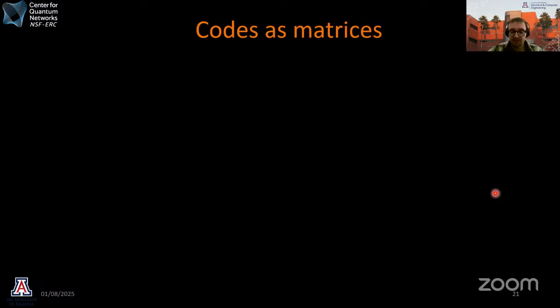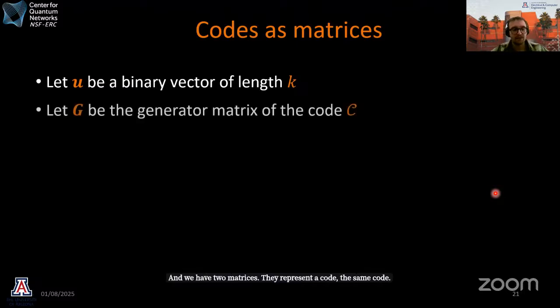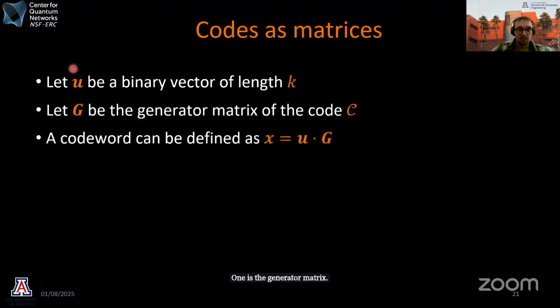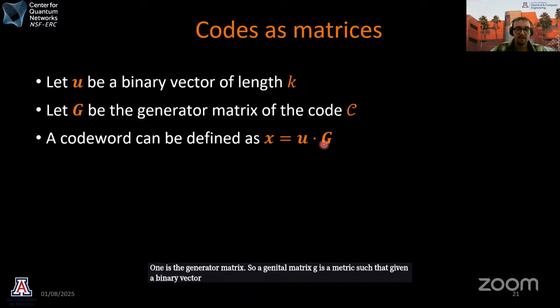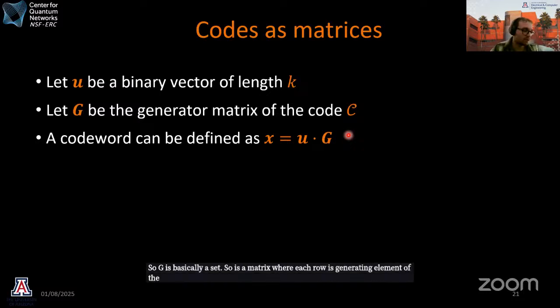And we have two matrices that represent the same code. One is the generator matrix. A generator matrix G is a matrix such that, given a binary vector of length K, which we call U, U times G gives you a code word of the code. So G is a matrix where each row is a generating element of the code, a code word that generates all the other code words.